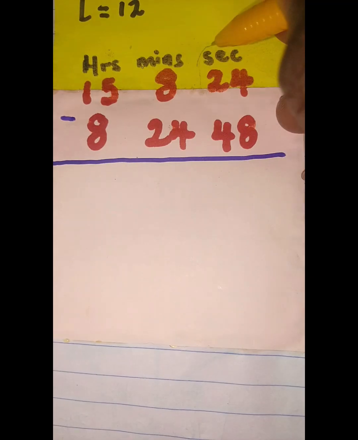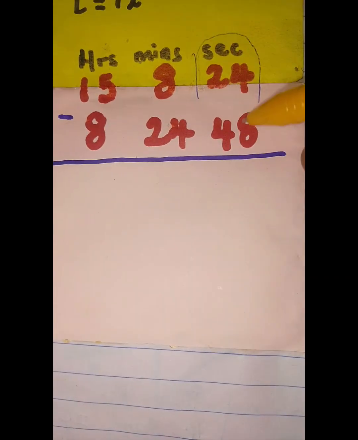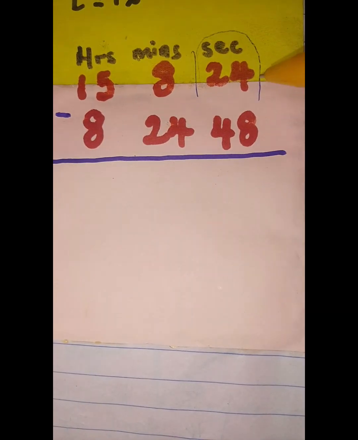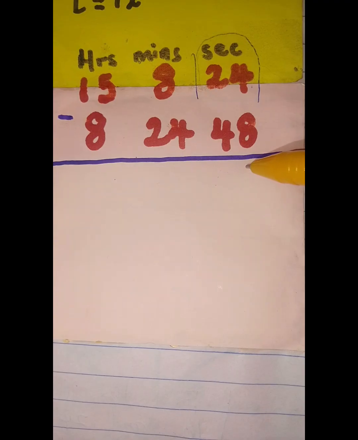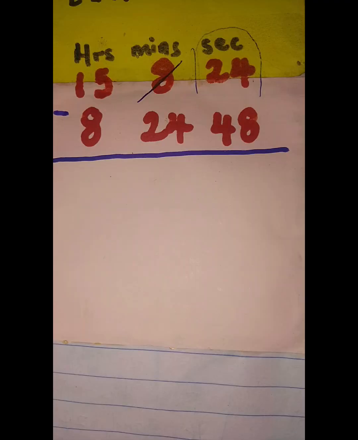For instance, you handle seconds first, by saying 24 seconds take away 48. We know that 24 is smaller than 48, so we have to borrow one from its neighbor. When you borrow one from 8, it becomes a 7. So you put 7 here because you've borrowed one from 8.